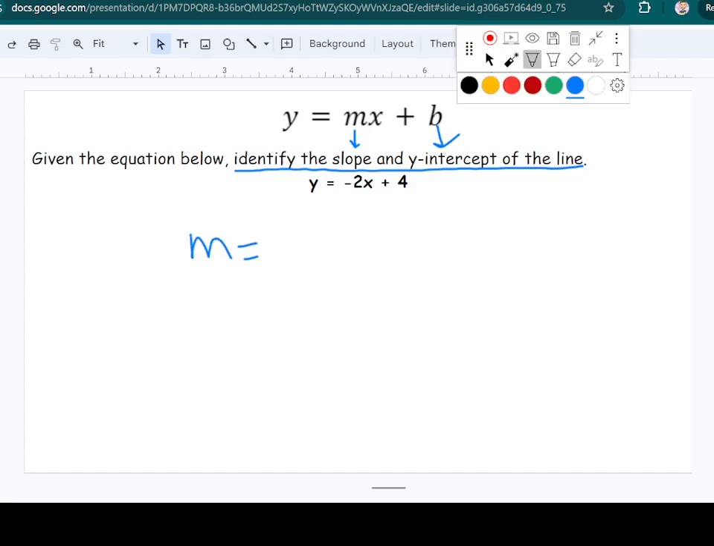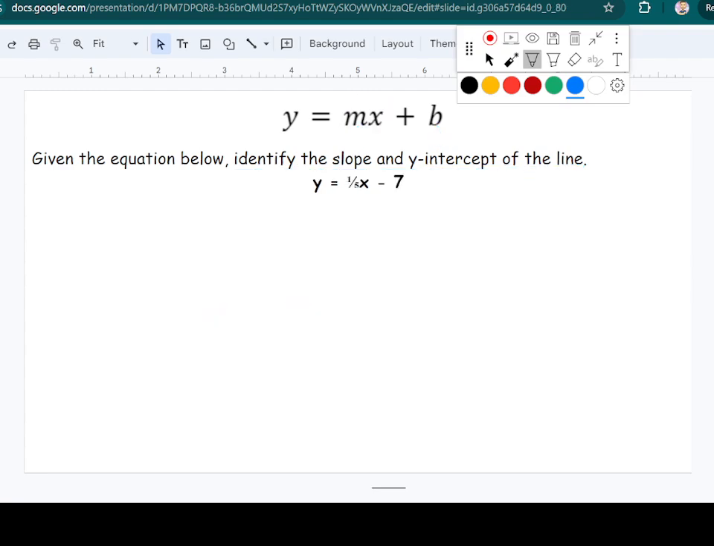So our slope, our m, is whatever's going to be attached to the x. It does not include the x itself. So our slope here is -2, not -2x. That is a very common error to make. And then our b is whatever's hanging out on the end, so that is 4.